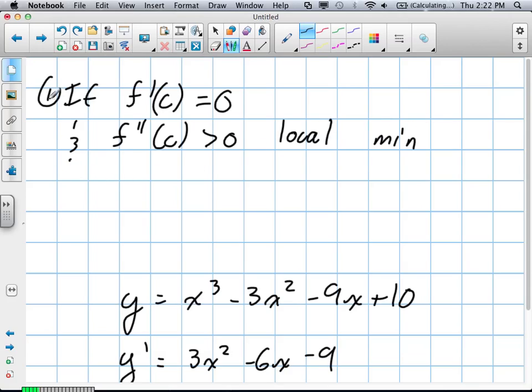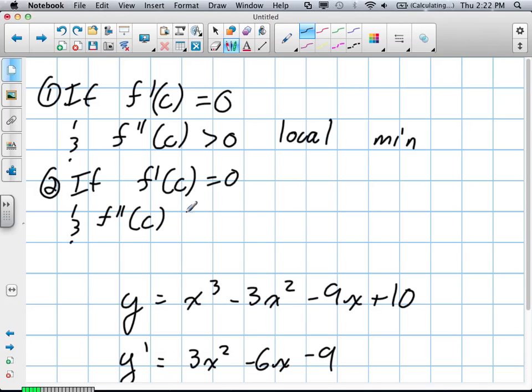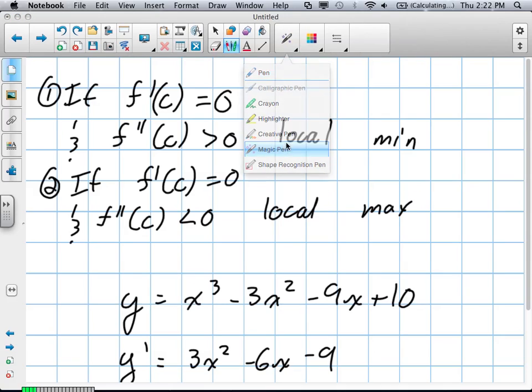That's our first if. If f prime c, being that critical point, so our derivative, is equal to 0, and our double prime at c is less than 0, we have a local maximum. Now, there is an option where this will be equal to 0 and this will be equal to 0. And in which case, we won't have local mins or max, we'll have extreme.